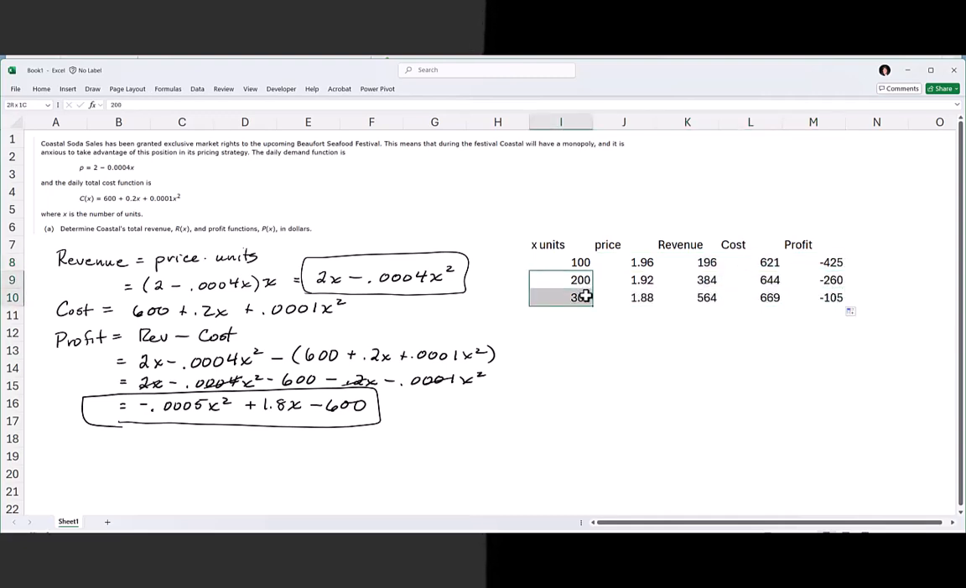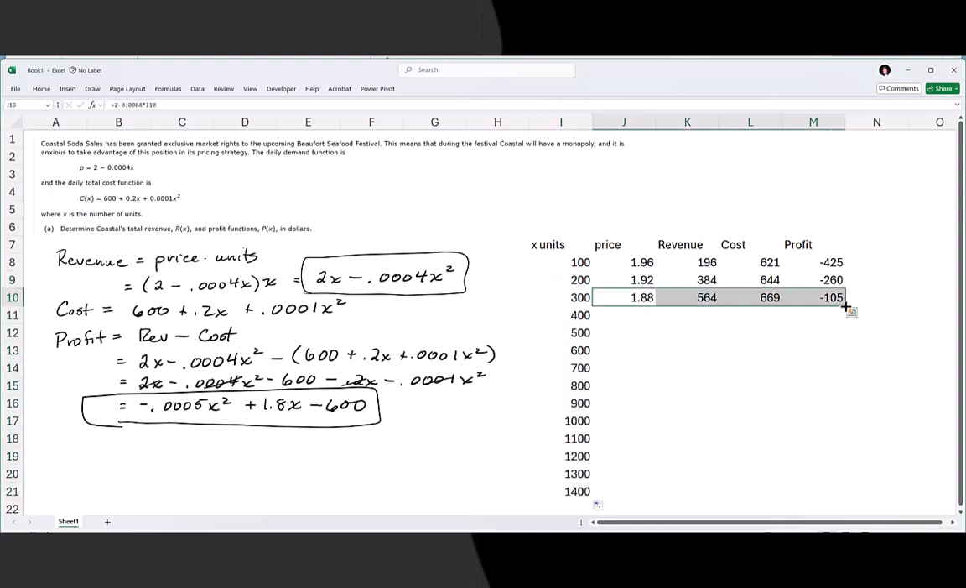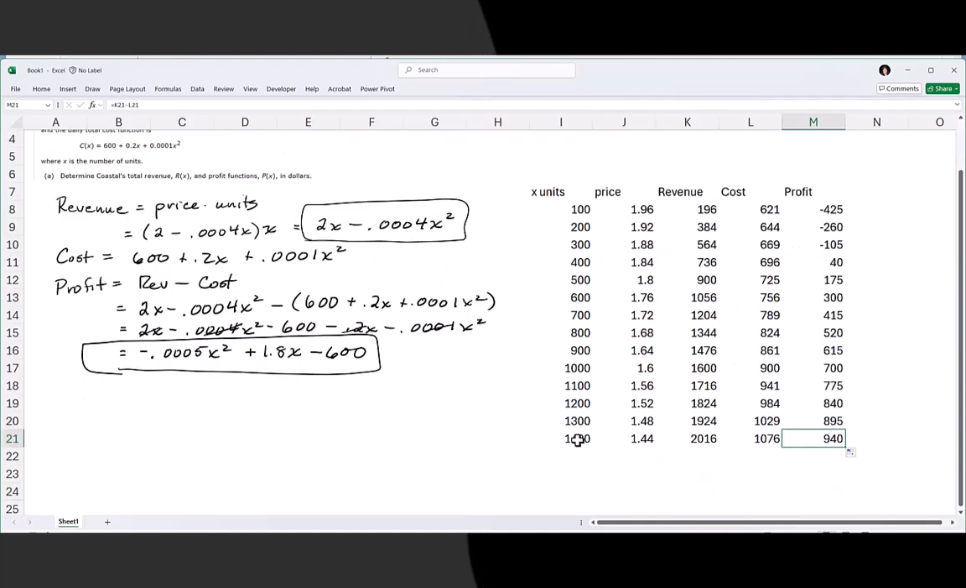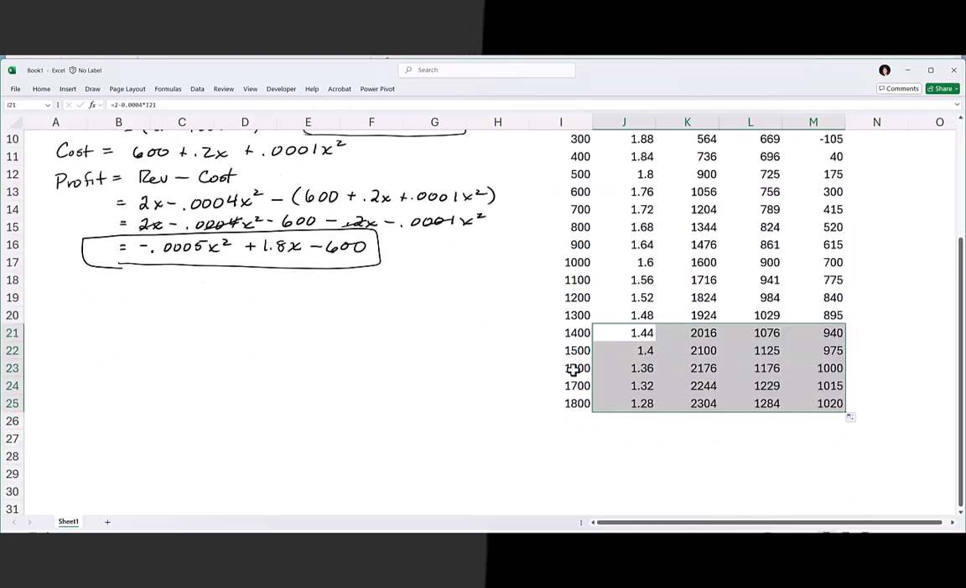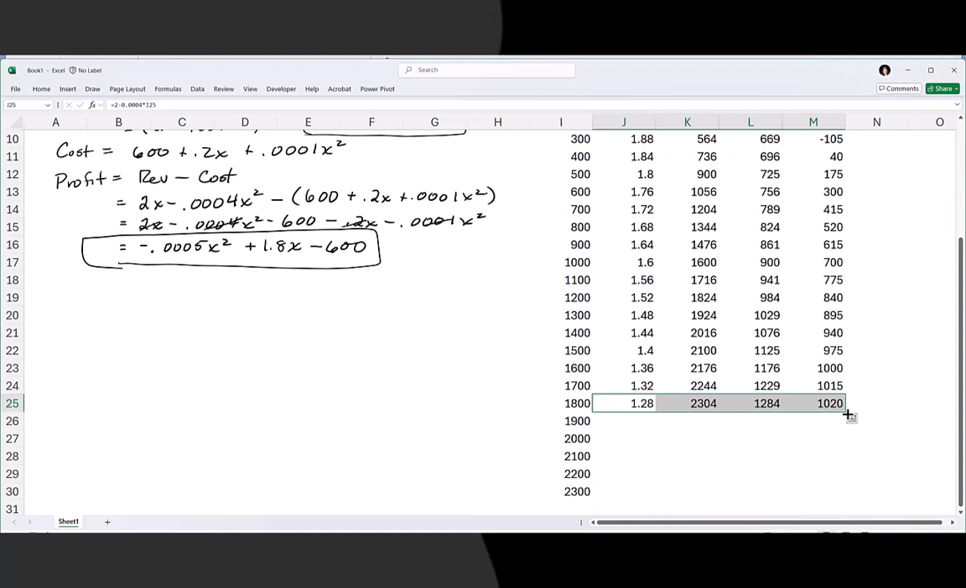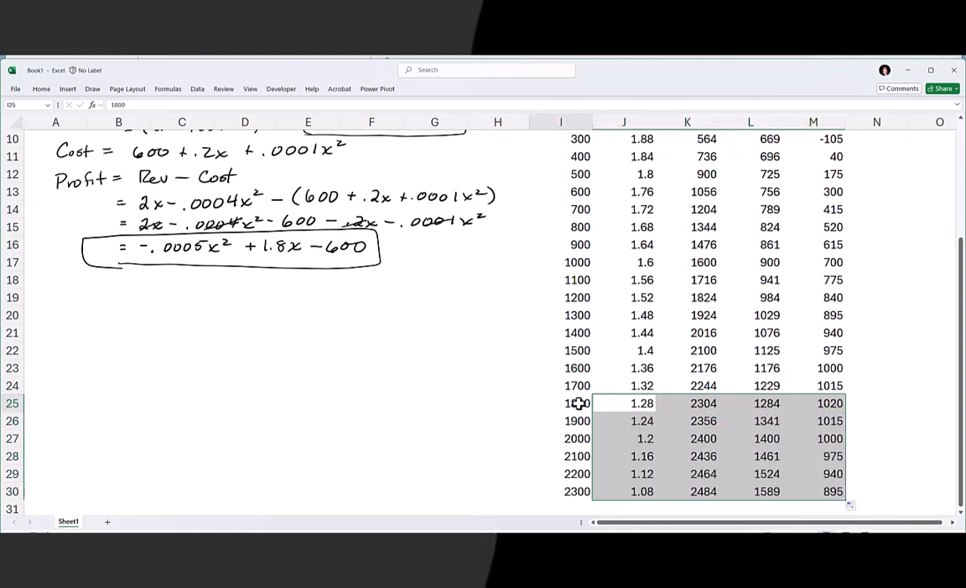We're losing less. So let me expand the data. Profit's going in the right direction. There we go. Positive profit and constantly going up. Where would the maximum happen? It looks like somewhere past 1400. Let me expand the data a little bit more. Still not. Okay, there we go. So right now it looks like that is the maximum that I can see, but I'm jumping by 100s in here.